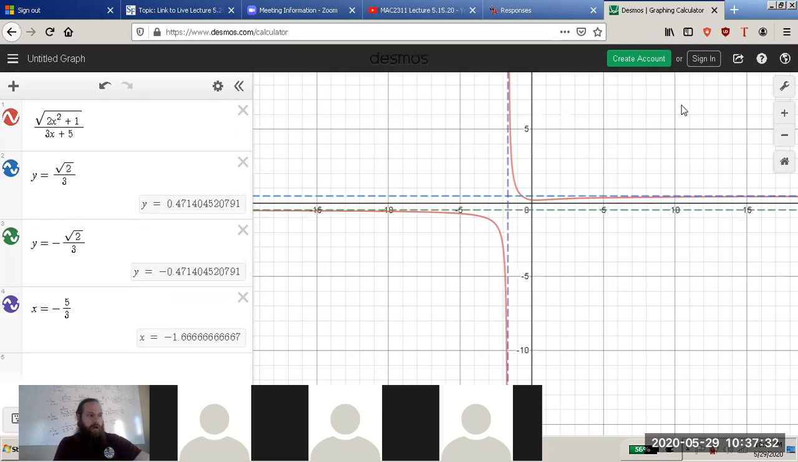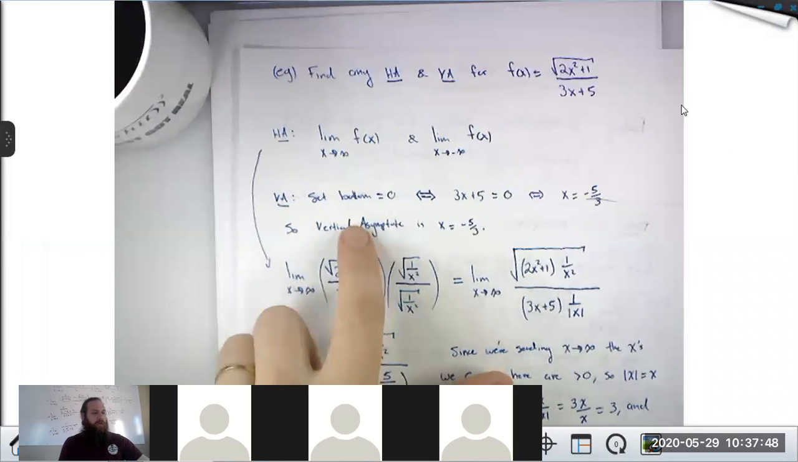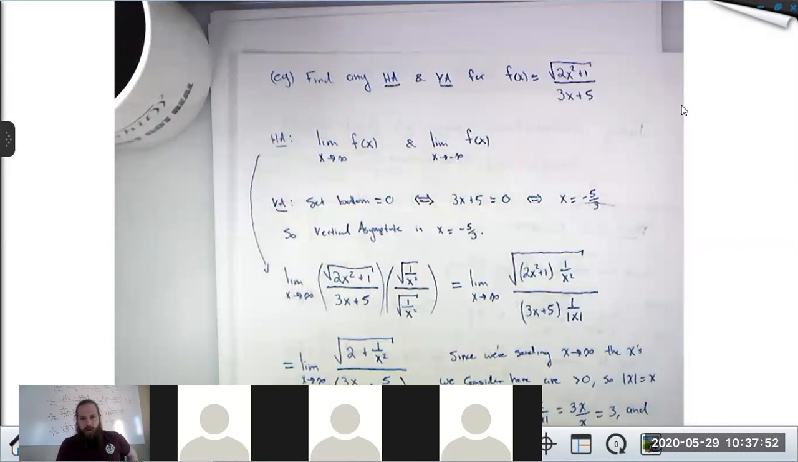All right, so one last time, I want to look through this stuff and ask for questions. This time, rather than asking for technical questions, I want to talk about strategic questions. Any questions about what it is we had to do and how we knew what to do? How we knew to set the bottom to 0 to find VAs, or to calculate these limits to find HAs. Do we see the connections there?